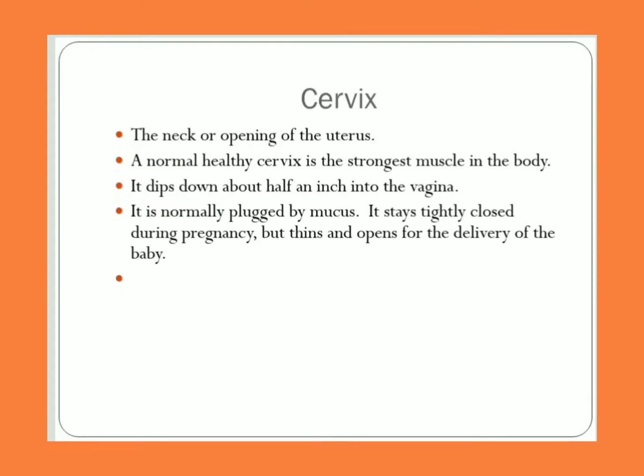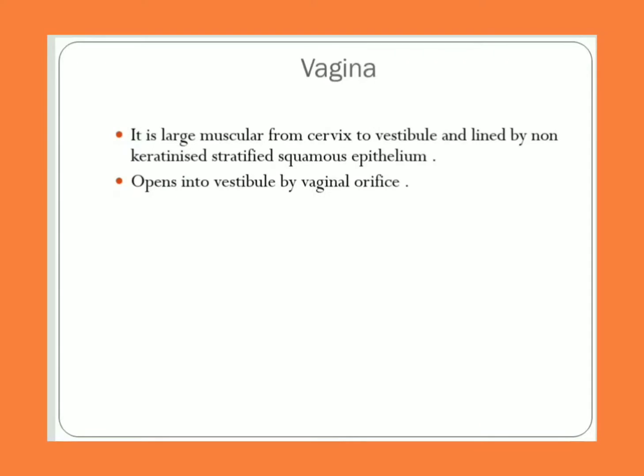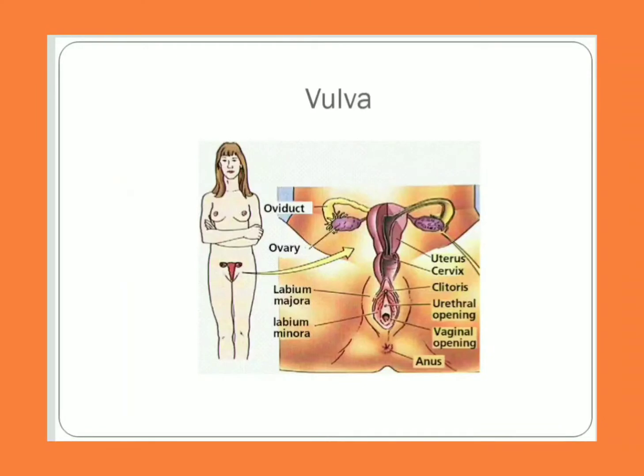Cervix. Next, after the uterus, the neck or opening of the uterus is the cervix. A normal healthy cervix is the strongest muscle in the body. It dips down about half an inch into the vagina. It is normally plugged by mucus. It stays tightly closed during pregnancy. And the vagina is large and muscular from the cervix to the vestibule and lined by non-keratinized stratified squamous, that is flat cells, and it opens into the vestibule by an opening called the vaginal orifice.